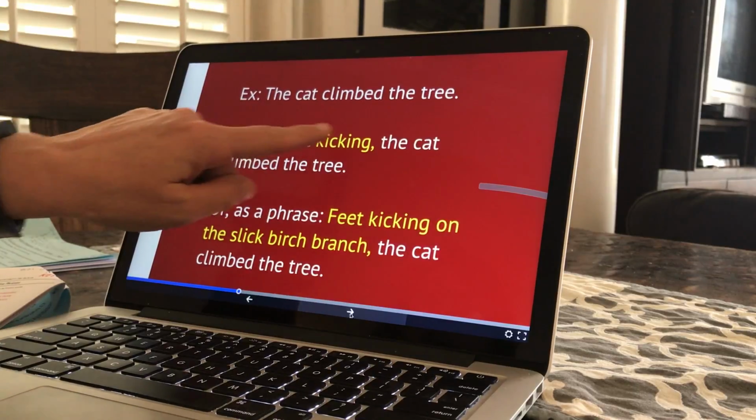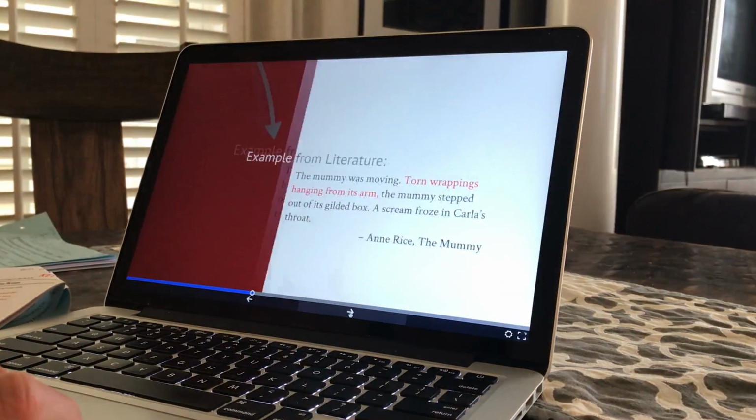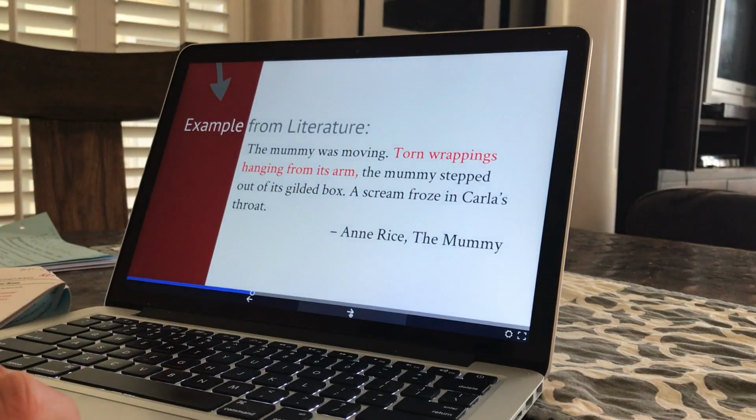Yes, you've got a noun and an ing put together at the beginning of a sentence. So feet kicking, the cat climbed the tree. Or you could use something like with more phrases, feet kicking, on the slick birch branch, the cat climbed the tree. There's also an alliteration right there. All right, here's an example from literature. The mummy was moving, torn wrappings hanging from its arm. The mummy stepped out of its gilded box. A scream froze in Carla's throat.